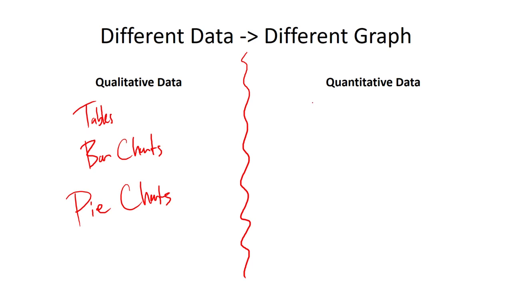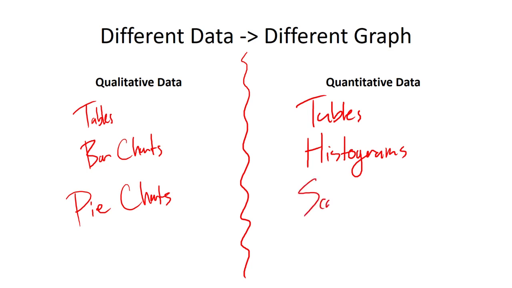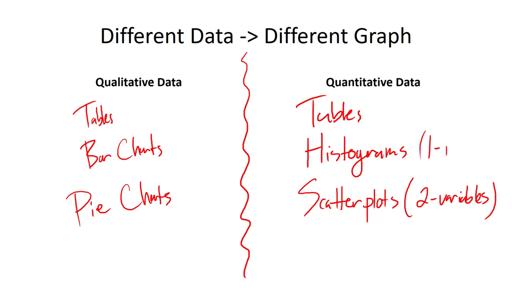So then on the quantitative data side, tables, of course, will work. Typically with quantitative data, though, we'll stick with what we call histograms. We'll also, in this class, look at scatter plots. Scatter plots are appropriate when you're trying to compare two quantitative variables. So we'll look at those. Histograms are used when we have one variable. And those are the main types of graphs that we're going to work with in this class.